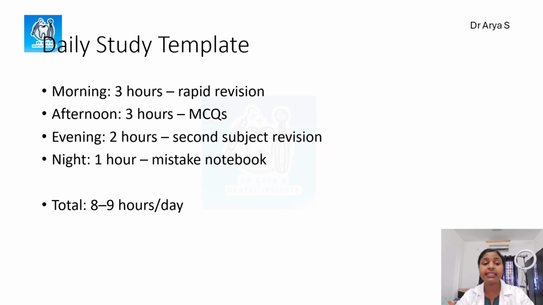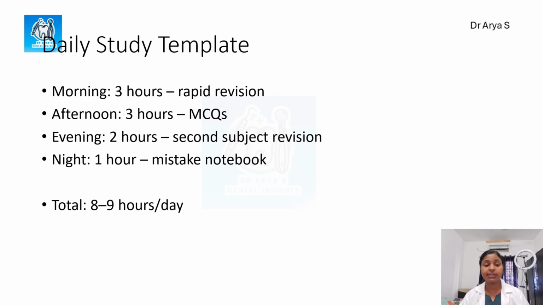Then the daily study template. In the morning, you can spend 3 hours for rapid revision. Then in the afternoon, 3 hours for MCQs. Then in the evening, 2 hours for second subject revision. At night, 1 hour for going through the mistake notebook. So a total of 8 to 9 hours per day.